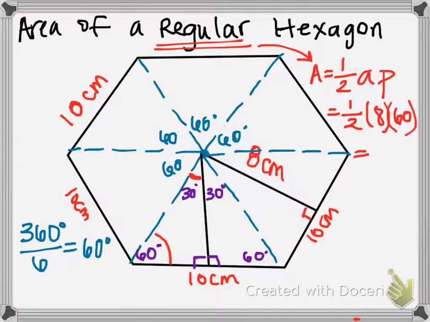Now that I have that, I can work this out. 1/2 times 8 times 60 brings us to 240, and those are square centimeters. So notice that now, even though all of our units before were in centimeters, I've changed it to square centimeters because we're working with area.